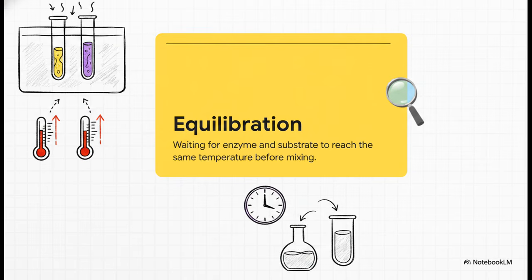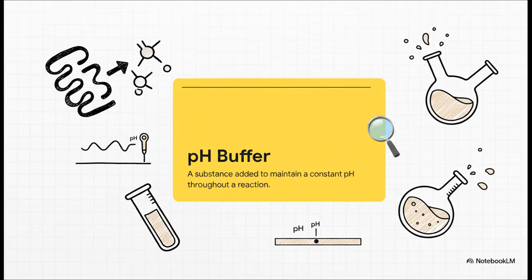It is a brilliant little detail to include in your method. Another phenomenal detail to drop in when you're investigating enzymes is the use of a pH buffer. As proteins break down into amino acids, the pH of the solution naturally changes, which can totally mess up your enzyme. A pH buffer is a crucial substance you add to maintain a constant pH throughout the whole reaction. Mentioning a buffer is an amazing control variable to drop into your answer to easily secure those marks.